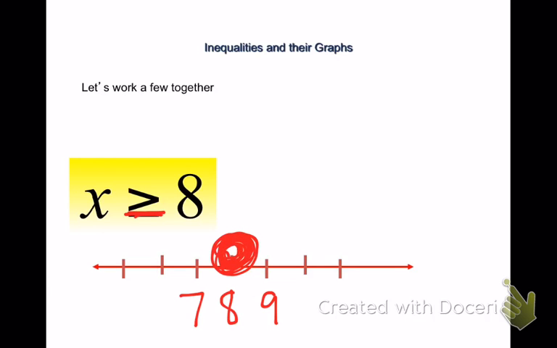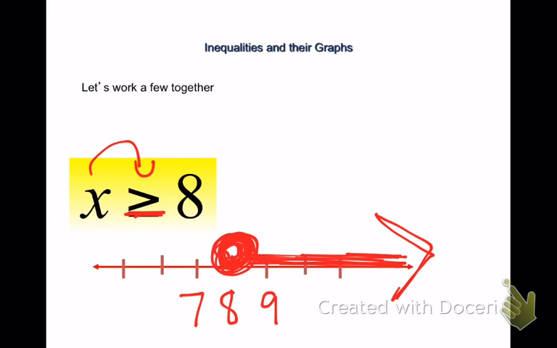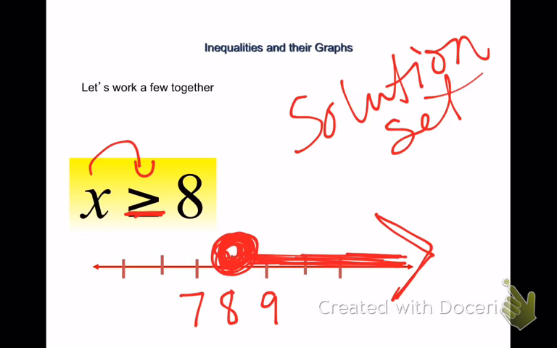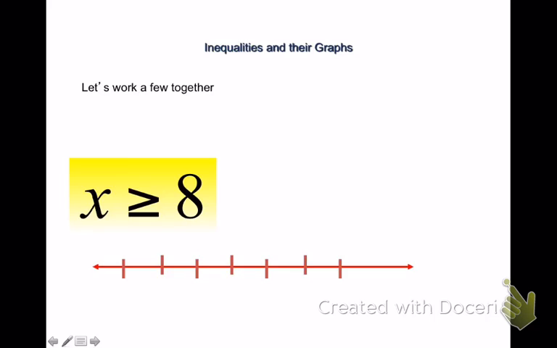And then because x is greater than 8, this time I'm going to shade in my number line to the right. I'm going to use my arrow to indicate that it's going on and on and on to represent any possible number that is either equal to 8 or greater than 8. That is part of my solution set. So part of the solution set could be 9, 10, 100, 8.0005. There's lots of possible answers.